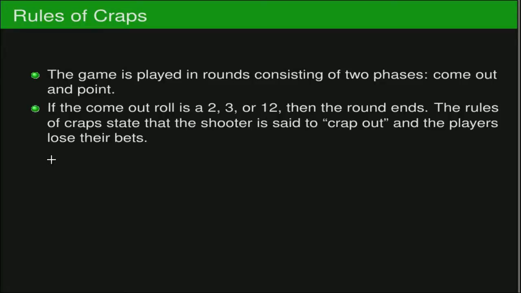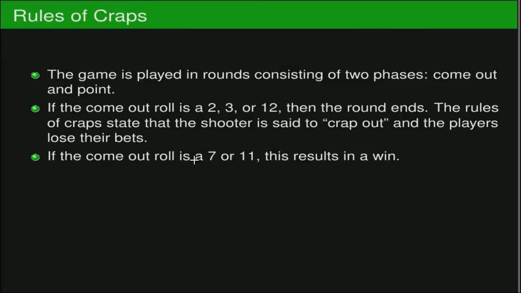So for the come out roll, a couple of things can happen. The player is either rolling a 2, a 3, or a 12. If on the come out roll you're getting one of those values, it's said that the player craps out. And that's another way of saying the player loses their bets if they roll a 2, a 3, or a 12 right out of the box on the very first roll. If they roll a 7 or an 11 on the come out roll, then this is automatically a win.